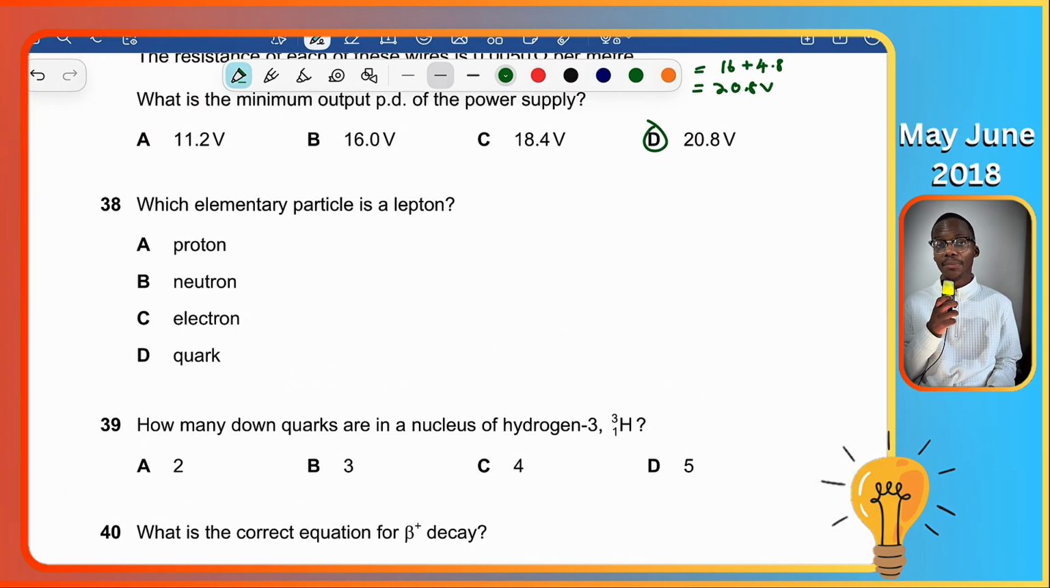Which elementary particle is a lepton? So a lepton is basically a particle that doesn't experience a nuclear force. So an electron is very far away from the nucleus, so it's a lepton. Proton is not, a neutron and a quark are not, because they're actually closer to the nucleus as you can possibly get. So a lepton is basically a particle that doesn't experience the strong nuclear force. So we can say that an electron is effectively a lepton.